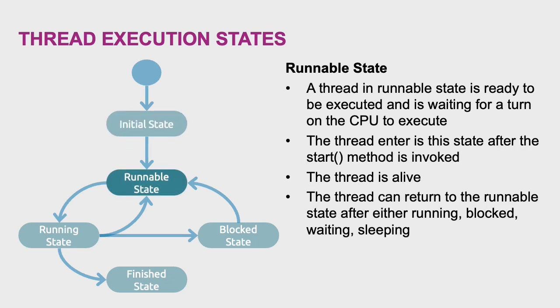Okay, what happens when the start method is invoked? Well, simple. We move to a new state, namely the runnable state. A thread in its runnable state is waiting for a turn on the CPU to execute it. The thread is really alive and can move from runnable state to running state when the CPU is allocated.